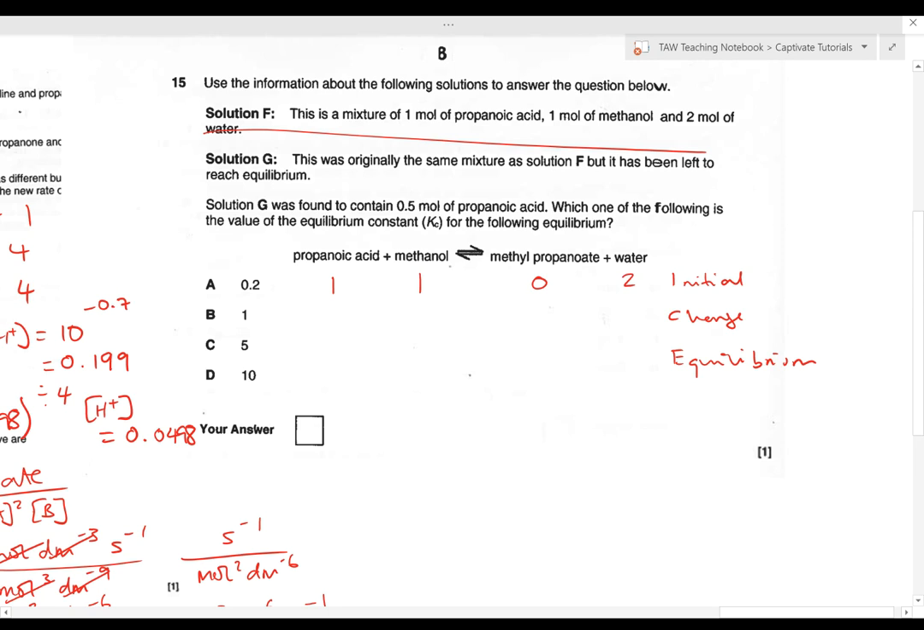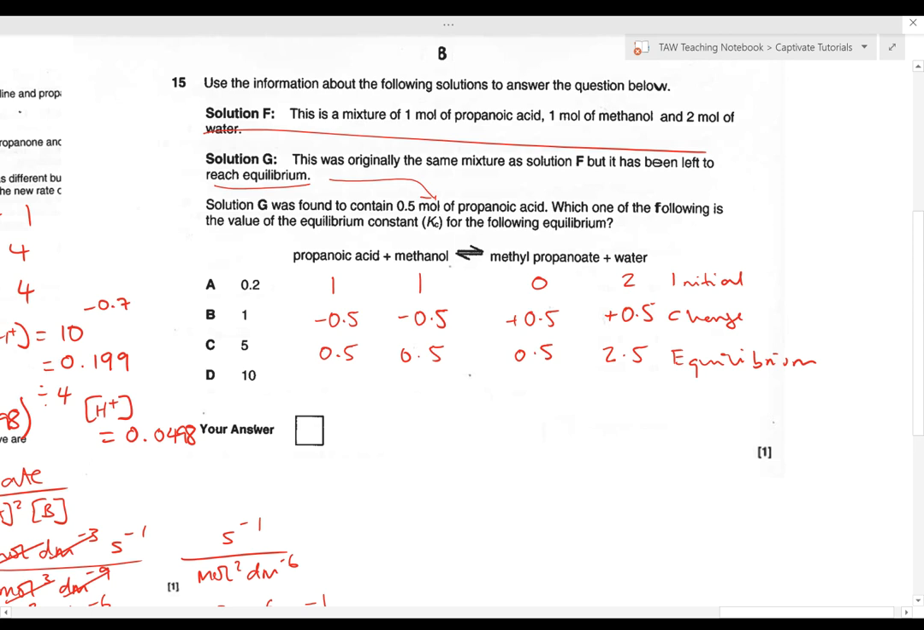So we've been given some information about the solution when it reaches equilibrium, and that's that we have 0.5 moles of propanoic acid. So that's a change of -0.5, which is the same for every compound in the equilibrium. So all the reactants will reduce by 0.5 moles, and all the products will increase by 0.5 moles. So do some simple subtractions and additions to work out the molar quantities at equilibrium.